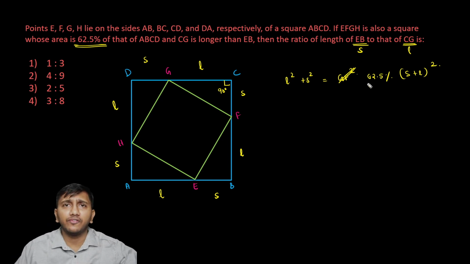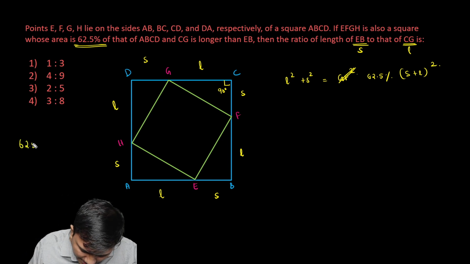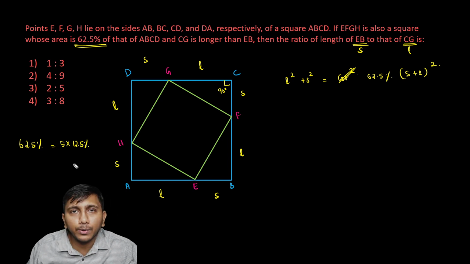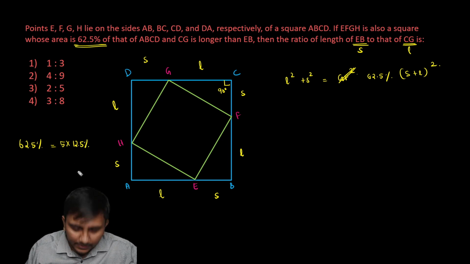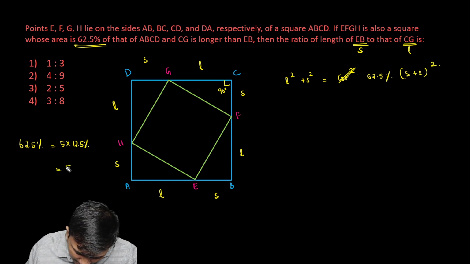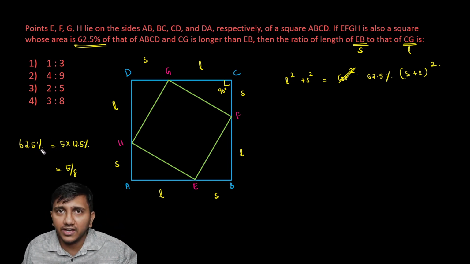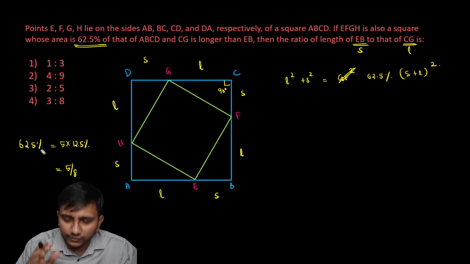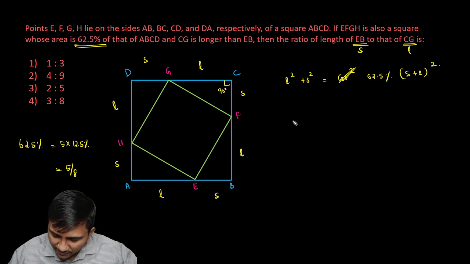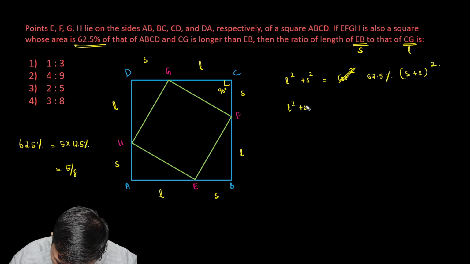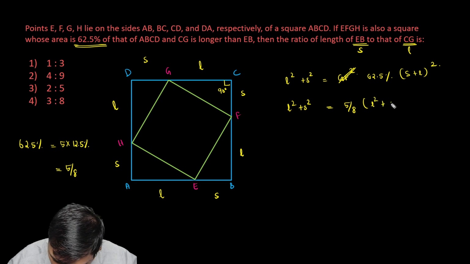Now what is 62.5? That's a special number. 62.5% is 5 into 12.5%, and 12.5% in terms of fraction is 1/8. So it's 5 into 1/8. So this is basically 5/8. So 62.5% is 5/8. Now these are not calculations you should be doing in the exam. You should immediately be able to identify that 62.5% of something is 5/8 of something. So instead of 62.5, I can put 5/8. So we have got L square plus S square is 5/8 of L square plus S square plus 2SL.